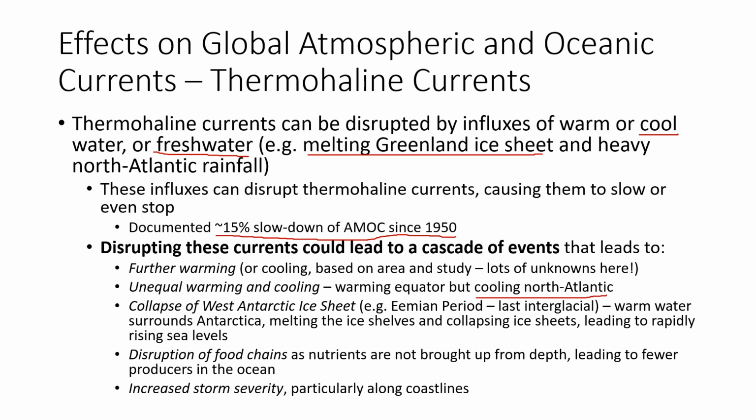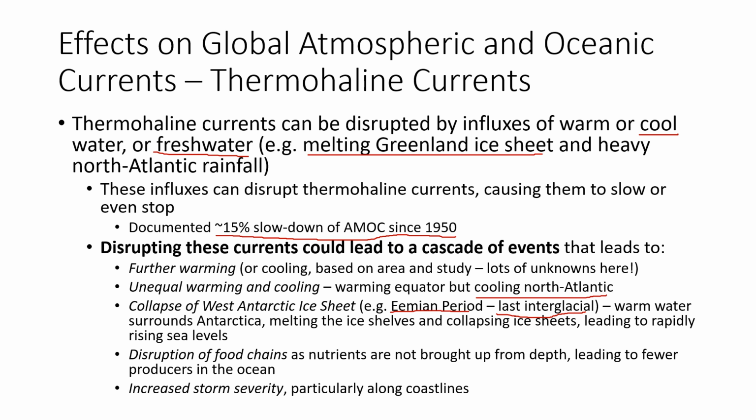So, for example, right now Ireland is relatively warm, even though it's at the same latitude as frigid places in Canada, because it has this warm current that is keeping it relatively warm. We could see a collapse of the West Antarctic ice sheet due to this. We think that's what happened during the Eemian period, or the last interglacial, the warmest of the last interglacials.